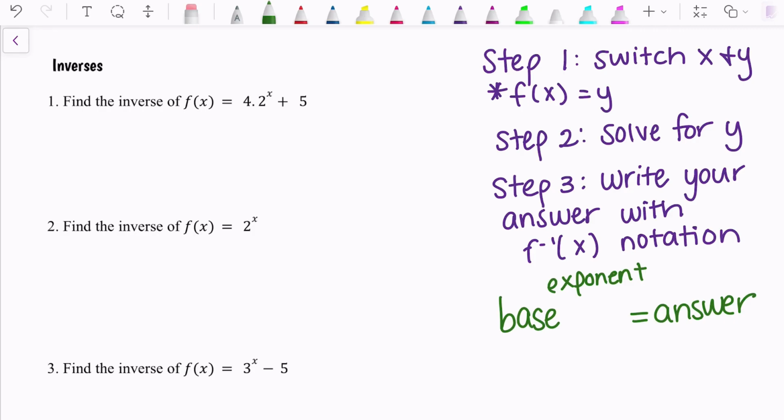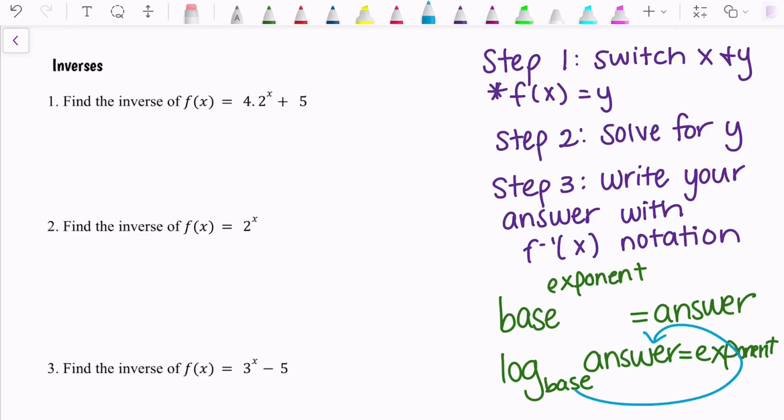And if we switch it to log form, we have log, the subscript is the base, then we put the answer, and then it's equal to the exponent. This is often what we call "bay," and then we say log is bay, and then we switch it by doing the swoosh method. And so that would be base raised to the exponent is equal to the answer. So those are the two tricks that we have here.